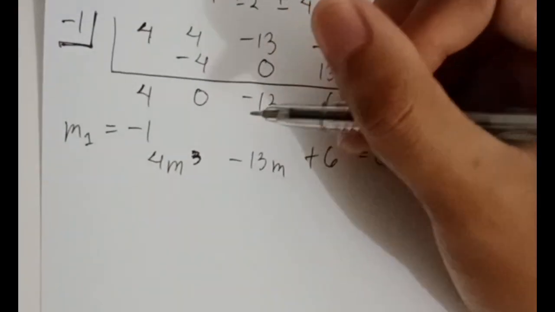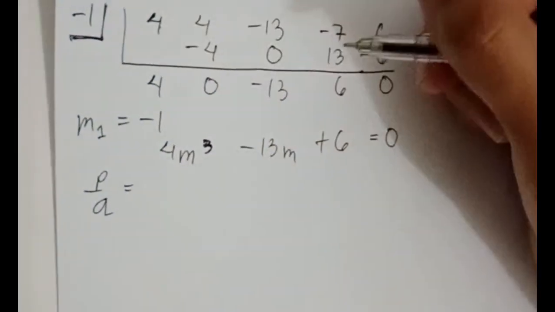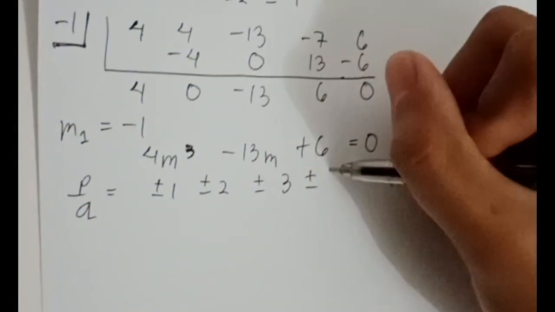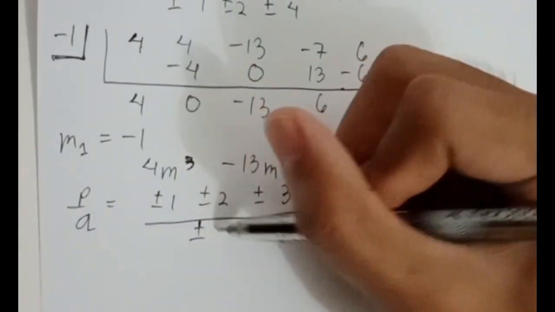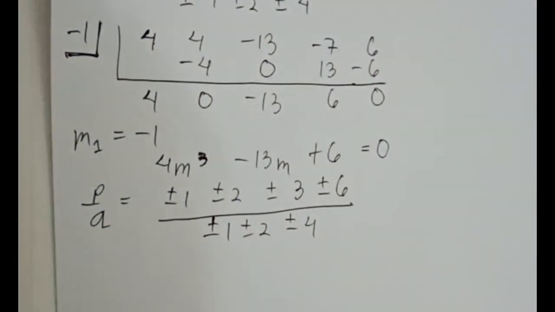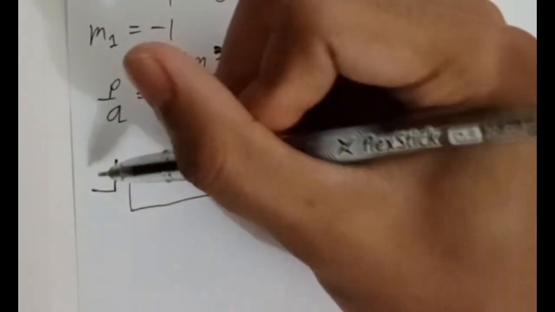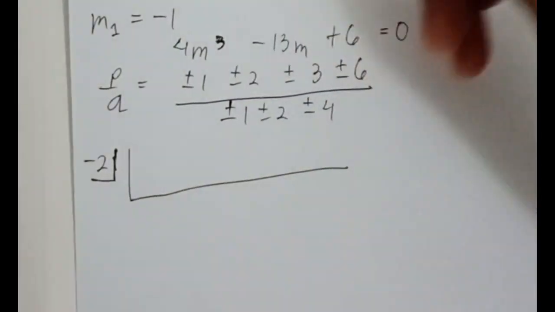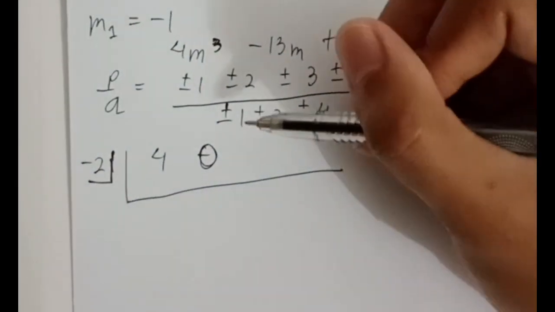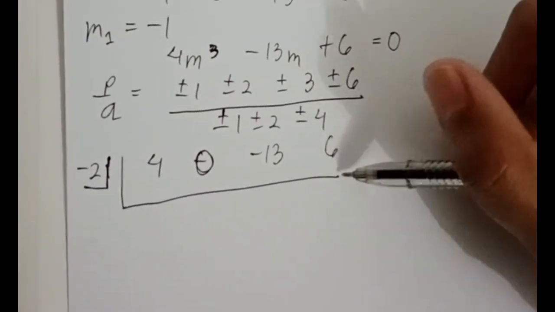So to get the roots of this equation, we will use the p over q formula. So that will be the multiples of 6, that will be positive negative 1, positive negative 2, positive negative 3, positive negative 6, all over positive negative 1, positive negative 2, positive negative 4. That will be the multiples of 4. In this part of the problem, I will use negative 2 as our divisor. Just copy the values of our equation, that is 4, 0 because we have no m squared, and our m, that will be negative 13, and 6, our constant.